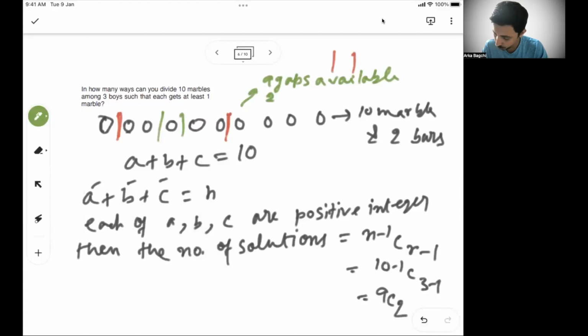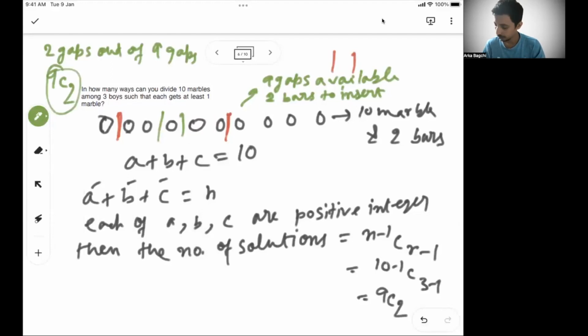And I have 2 bars to insert. If I insert 2 bars, that means the entire 10 marbles will be divided into 3 segments. So I have 9 gaps available. I have two bars to insert. So I have to choose 2 gaps out of 9 gaps. So that means 9C2 ways. So this is also one way of thinking about it. This is the formula which you can remember. So there are 2 gaps I have to choose out of 9 gaps. So that means 9C2 ways.